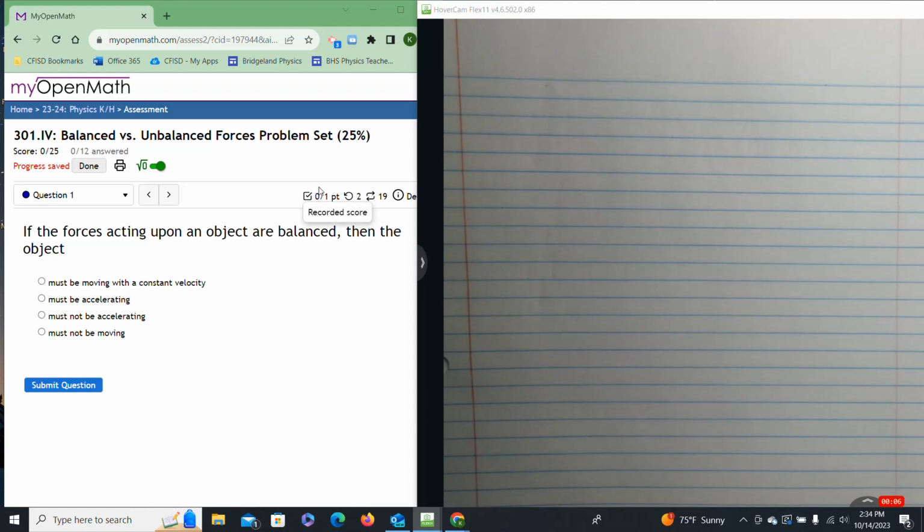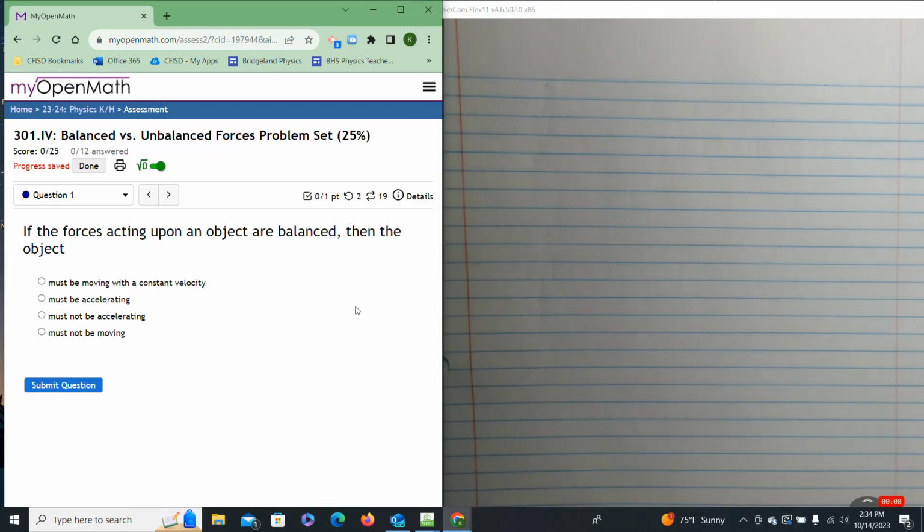Right, we're going to look at the assignment 301.4, Balanced versus Unbalanced Forces problem set, and walk through the questions. Number 1 says, if the forces acting upon an object are balanced, then the object, and you have some choices here, must be moving with a constant velocity, must be accelerating, must not be accelerating, must not be moving.